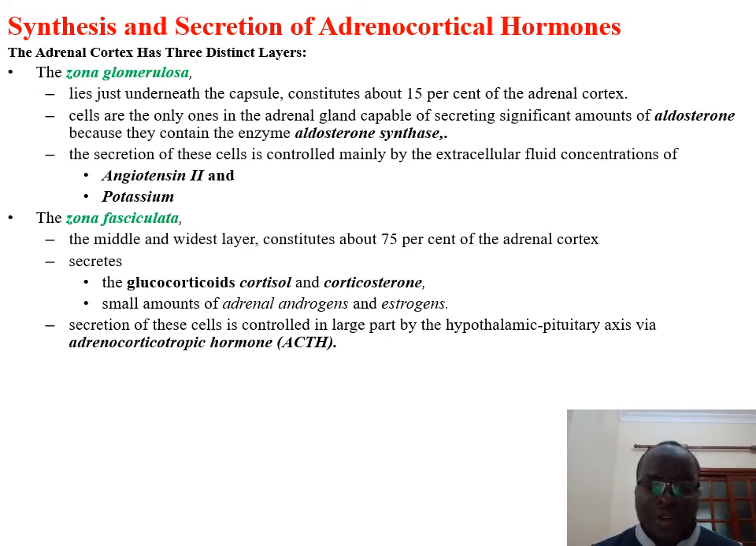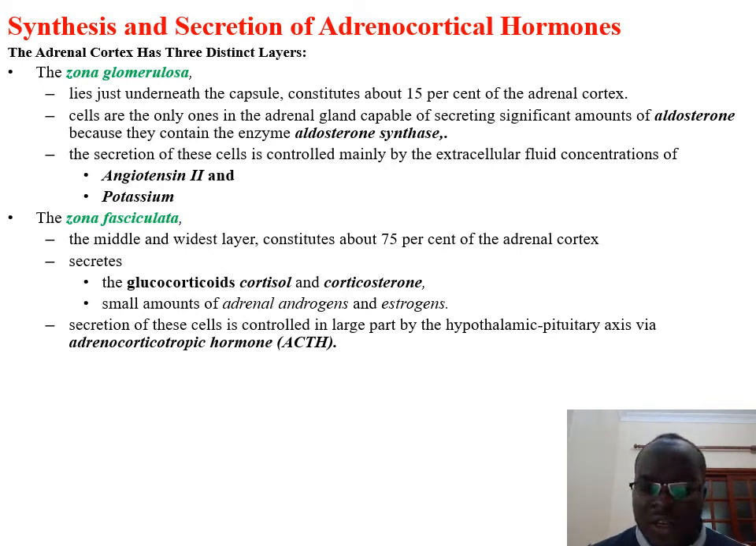The zona fasciculata, the middle and widest layer, constitutes about 75% of the adrenal cortex, and it produces the glucocorticoids cortisol and corticosterone. Small amounts of adrenal androgens and estrogens could also be produced by the zona fasciculata, but much of the androgens are produced by the zona reticularis.